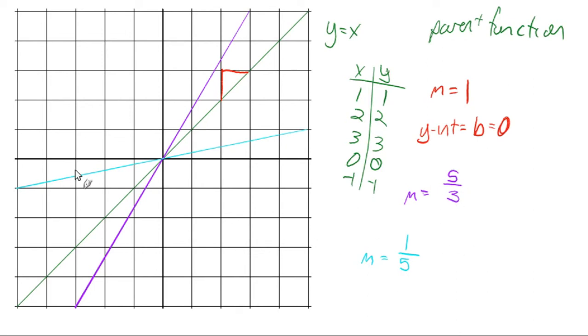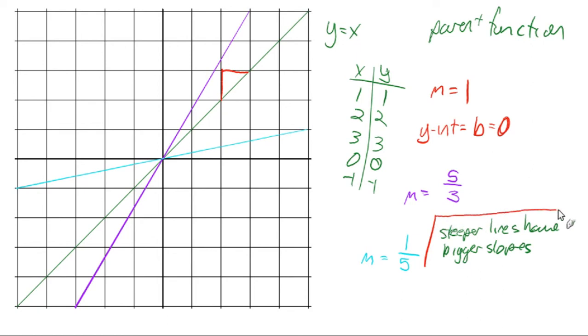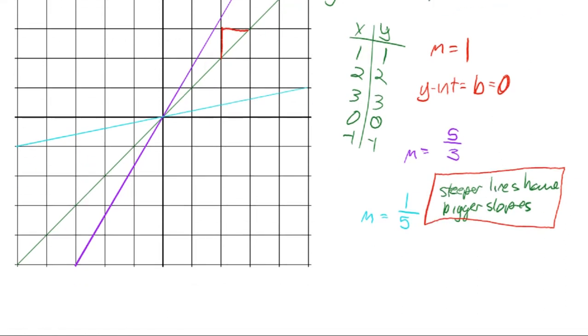So steeper lines apparently have bigger slopes. And that could be just our general rule there. So if you're going to compare two lines, unless they're the same line or they're parallel, there's going to be a steeper one, and the steeper one's going to be with the bigger slope, and the one that's not steeper is going to have the smaller slope. So steeper lines have bigger slopes. So if we can compare two slopes and see which one's bigger, that's going to be the steeper line when we graph it. Okay.